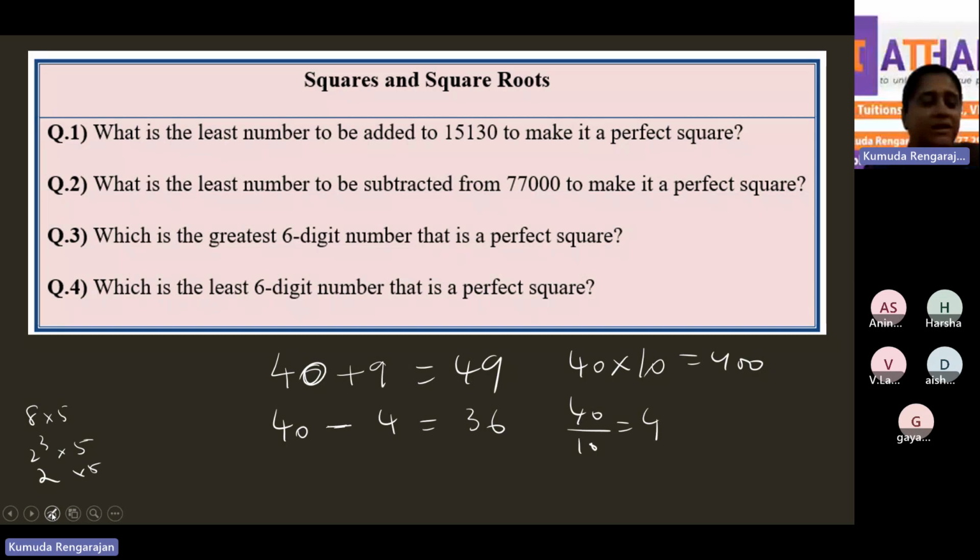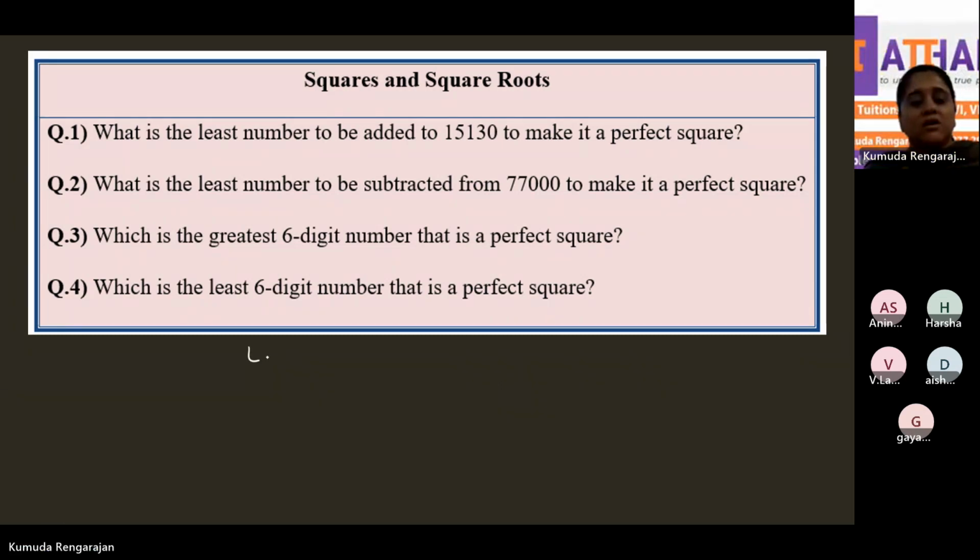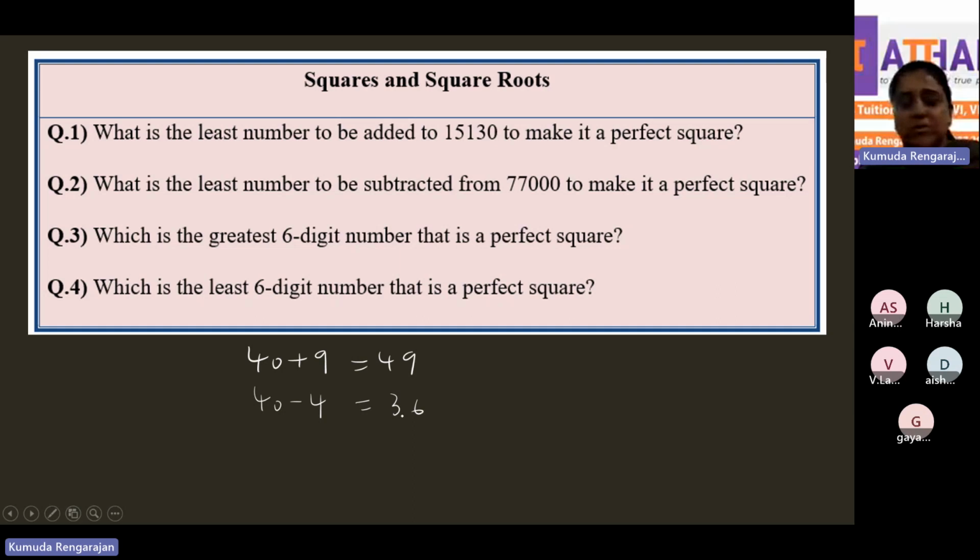So the questions can be like this. 9 is the smallest number to be added to 40 to make it a perfect square: 49 is a perfect square. 4 is the smallest number that should be removed from 40 to make it a perfect square: 36 is a perfect square. Now, for multiplied and divided, take up 40.